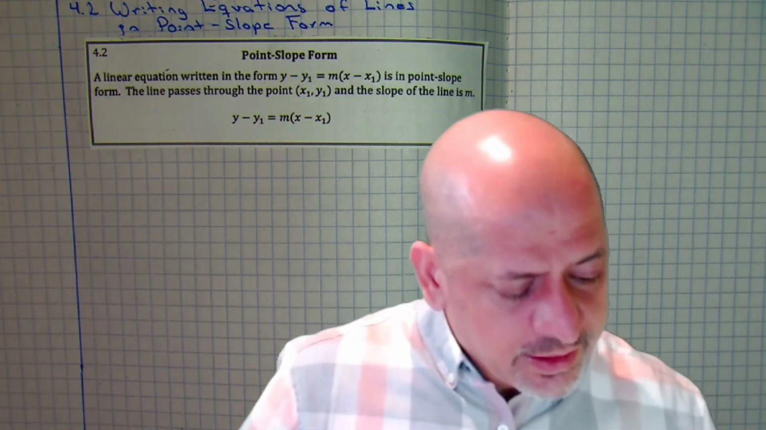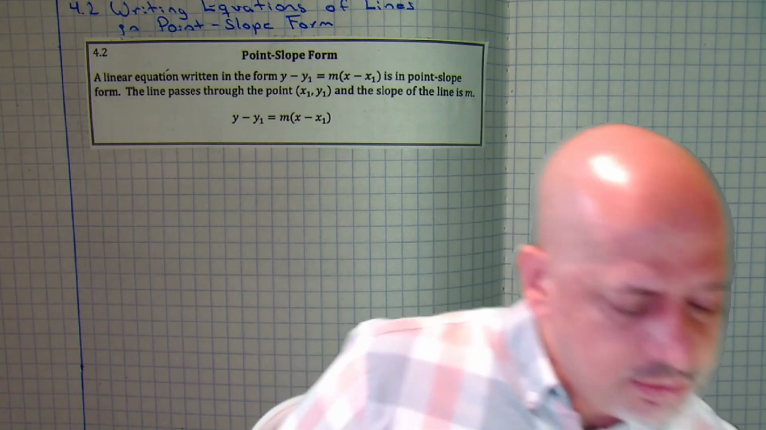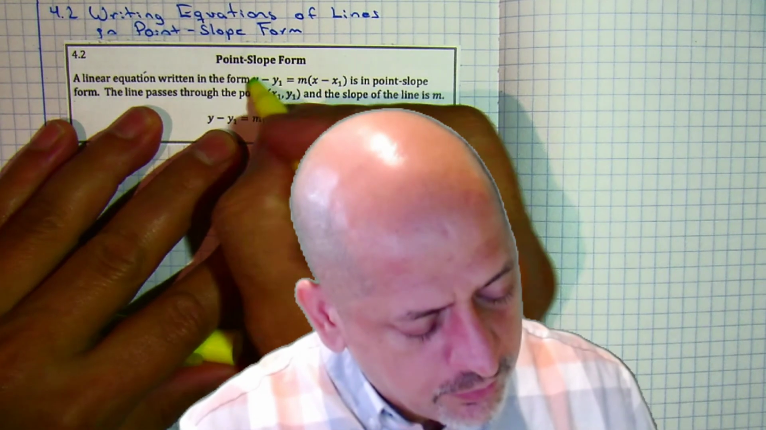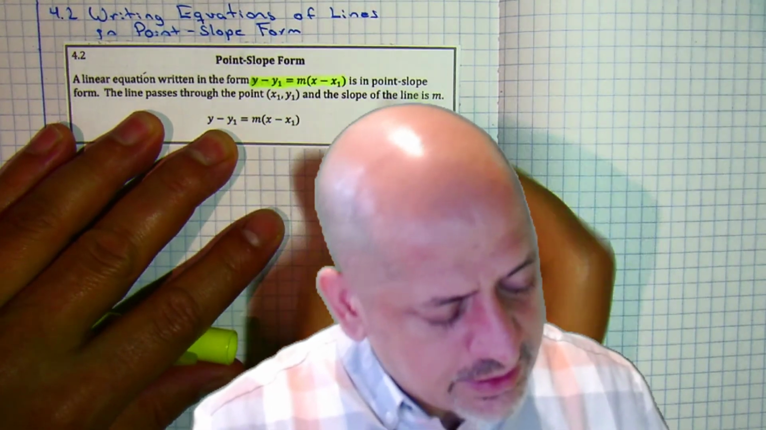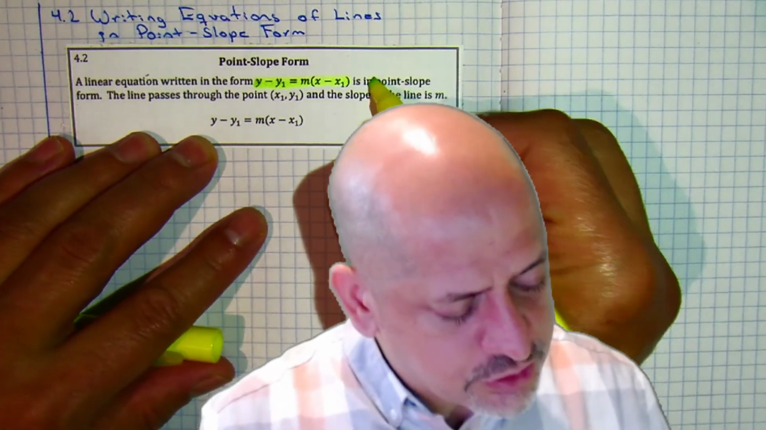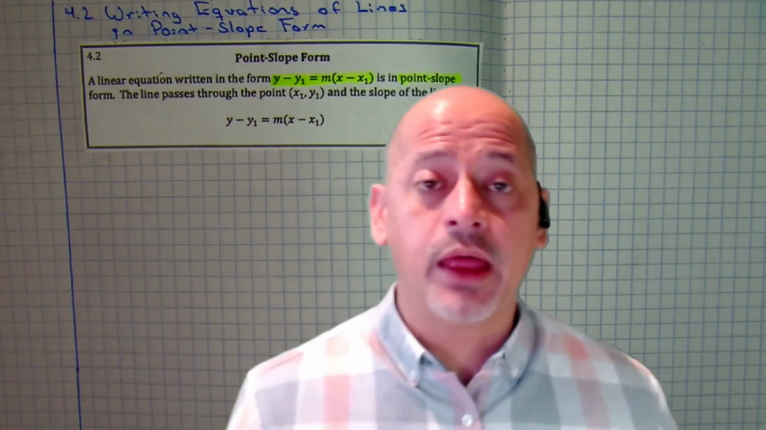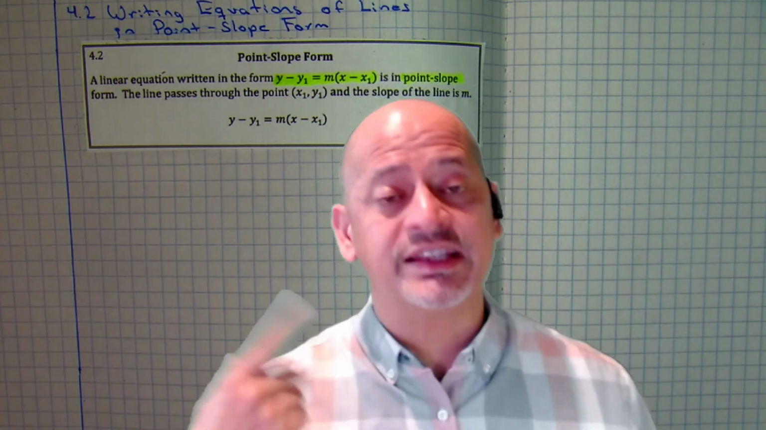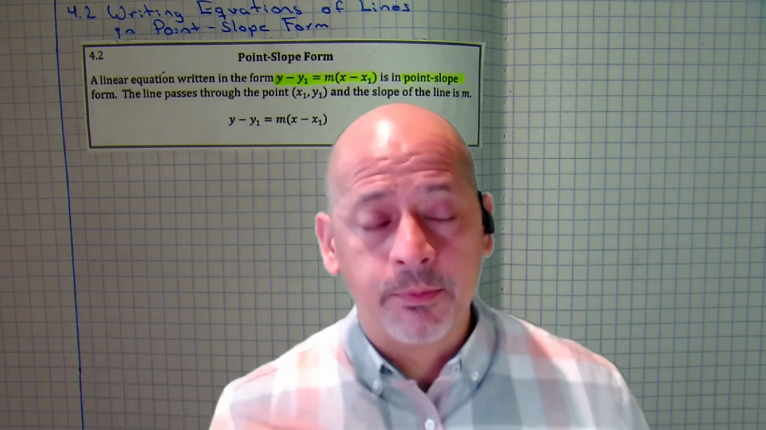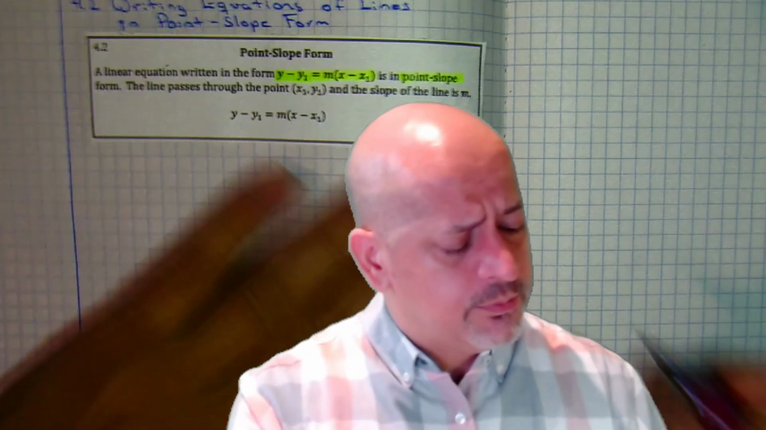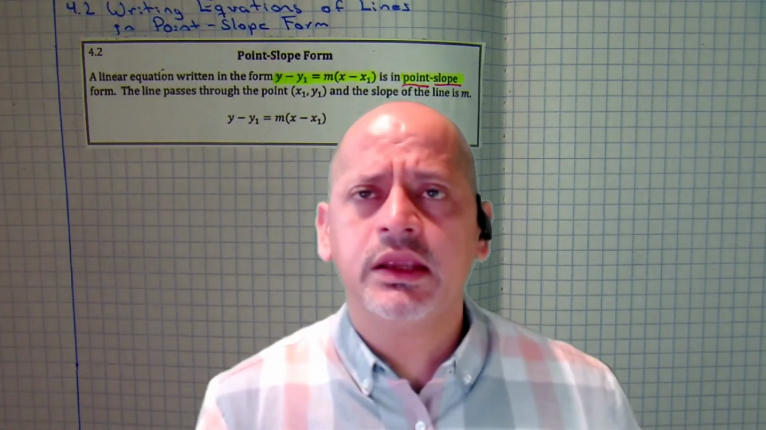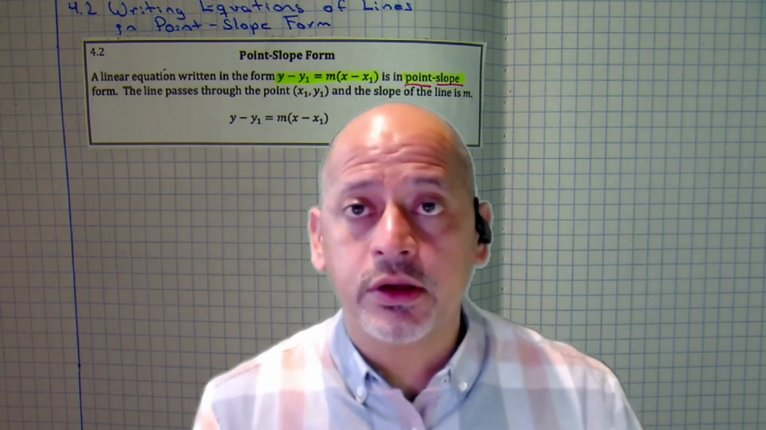So therefore, a linear equation written in the form, and notice that now we have a new form. This form is called the point slope form. So remember, the other form that we used was the slope intercept form, because it was the slope and the y-intercept. This one is called the point slope. So what do you think we need in order to be able to use this equation?